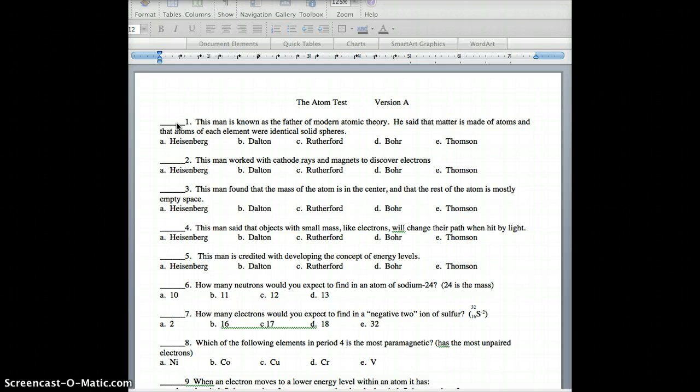Question 1. And actually the first 5 questions were about scientists in history that helped us develop the atomic theory we've been studying. I didn't include everyone, but I included some of the more famous guys.